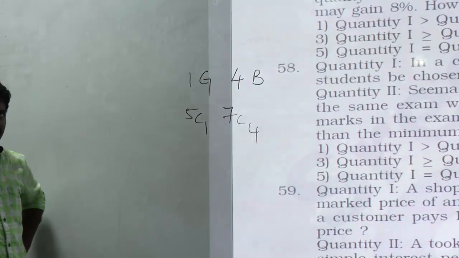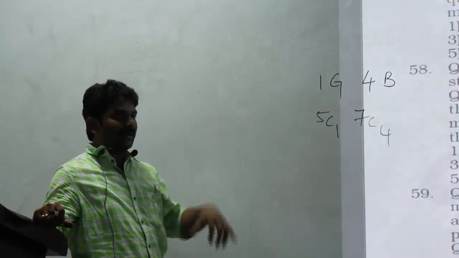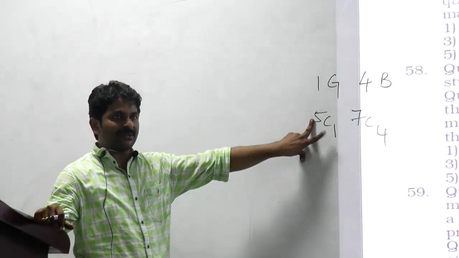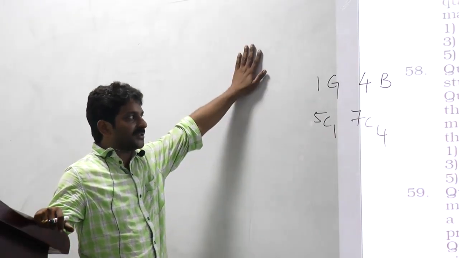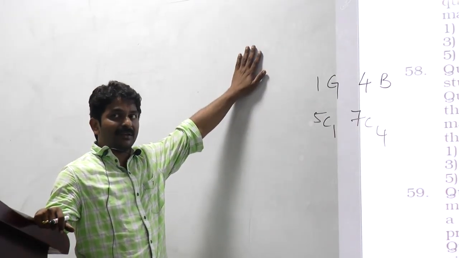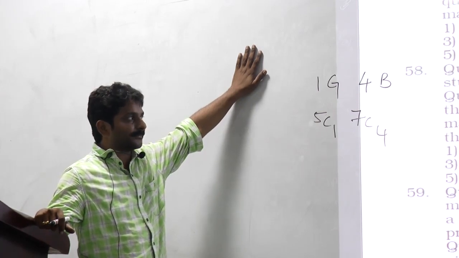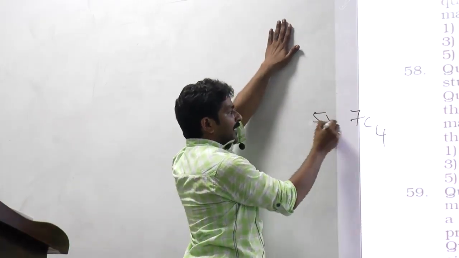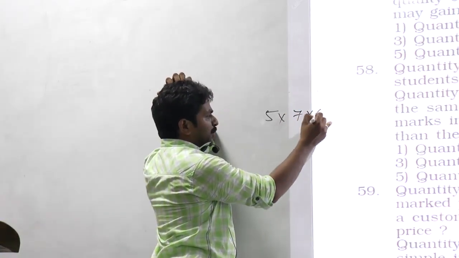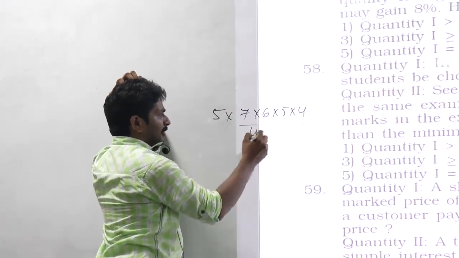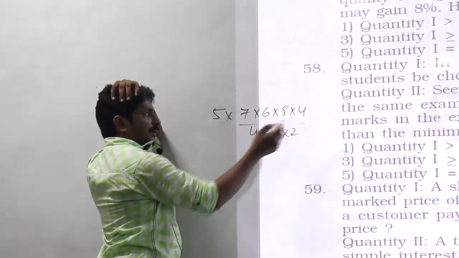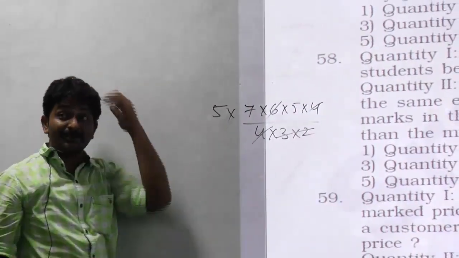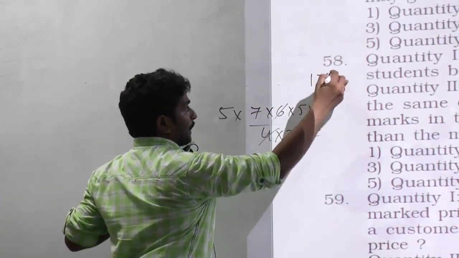You are not asked about probability. You are just asked in how many ways it can be done. 1 girl from 5 girls can be done in 5c1 ways, and the remaining 4 should be boys. 4 out of 7 can be done in 7c4. Right? How much is this? 5c1 is 5, 7c4 is 7 into 6 into 5 into 4 by 4 3 2 1. The 4s cancel. 7 5s are 35. 35 times 5 is 175. Quantity 1 is 175.